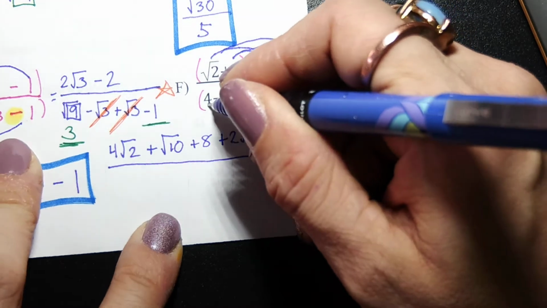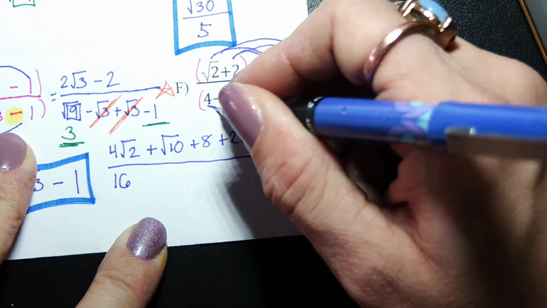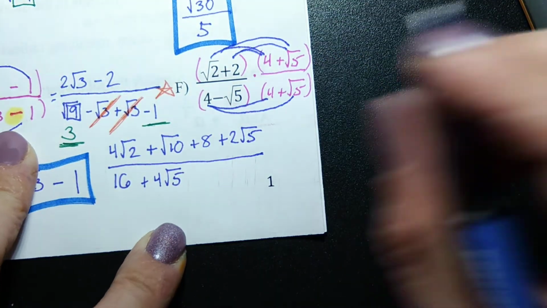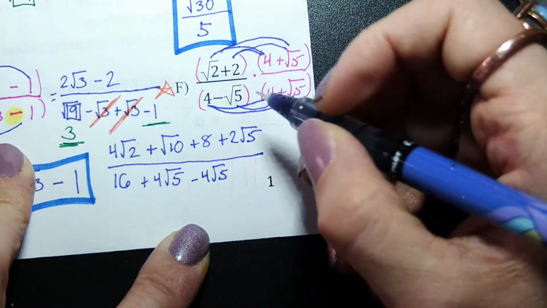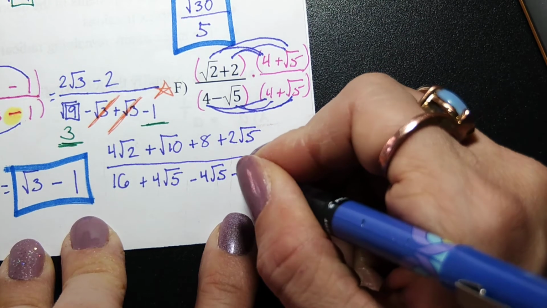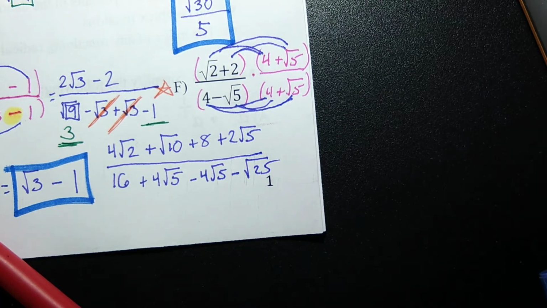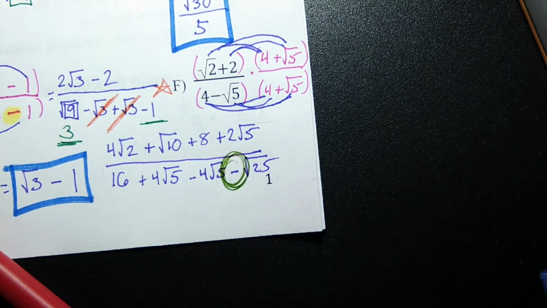So now moving on to the bottom. First times first, 4 times 4 is 16. Outside terms, 4 rad 5. Inside terms, negative 4 rad 5. Now, the last product a lot of times throws students off. Folks, when I multiply those, what do I get? Negative. Thank you! Negative square root of 25. I would highlight that minus sign, because that sign usually gets missed when we're multiplying the radicals together.